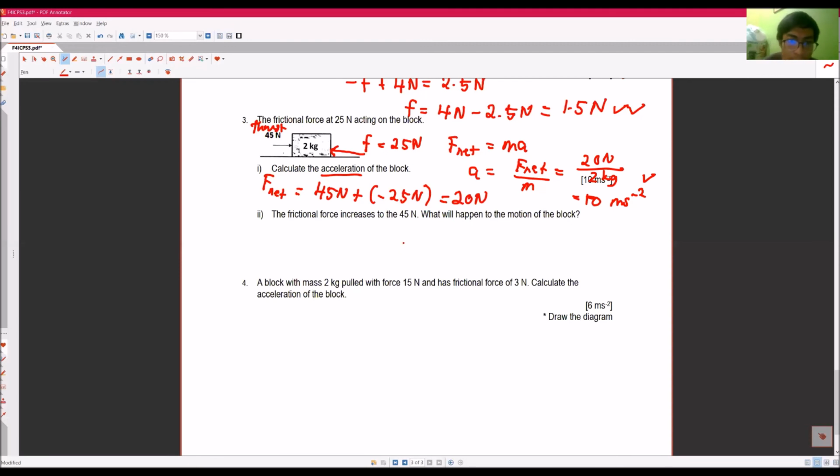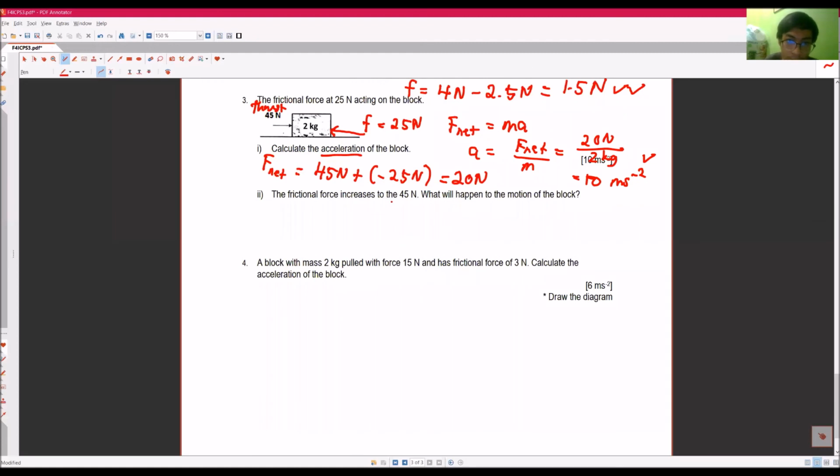Okay, next, the frictional force increases to 45 Newton. What will happen to the motion of the block? Okay, since the frictional force is the same magnitude as the thrust force, the net force is actually zero because 45 Newton plus minus 45 Newton, we got 0 Newton. So when we equate it with the Newton's second law, mass has a value. That means in order for this to become 0, the acceleration must be 0.